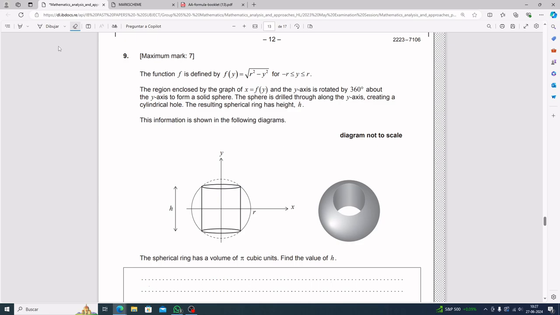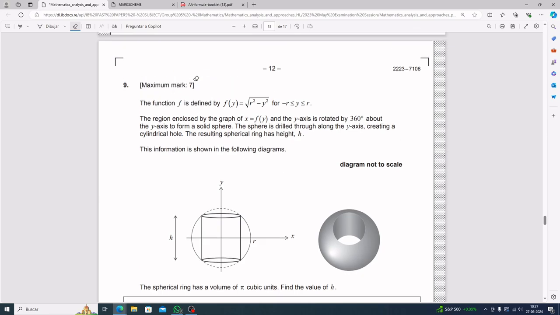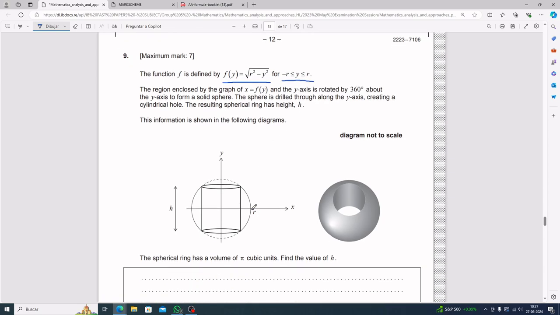Let's see what happens. So for number 9, we have that the function f is defined by this right here, for these values, okay? So this is technically like my domain or range or something like that. See, so your values can only go from -r up to r. And so if you notice, here's your r. So your function basically is defined from there to there. Okay, that is all it's really telling you.